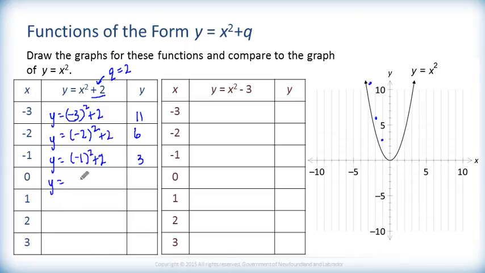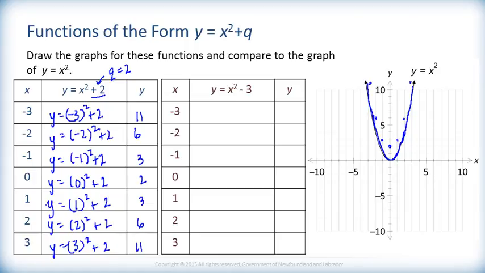0 squared. Well, let's see. 0, 0 was the vertex on the base graph. 0, 0 becomes 0, 2. It's 2 units higher. Let's go with 1 squared. 1 squared would be 1, so we would have had a point at 1, 1 on the base graph. Now it's going to be at 1, 3. And similarly, if we put in the 2, we get 6 here, and if we put in the 3, we get 11 again.